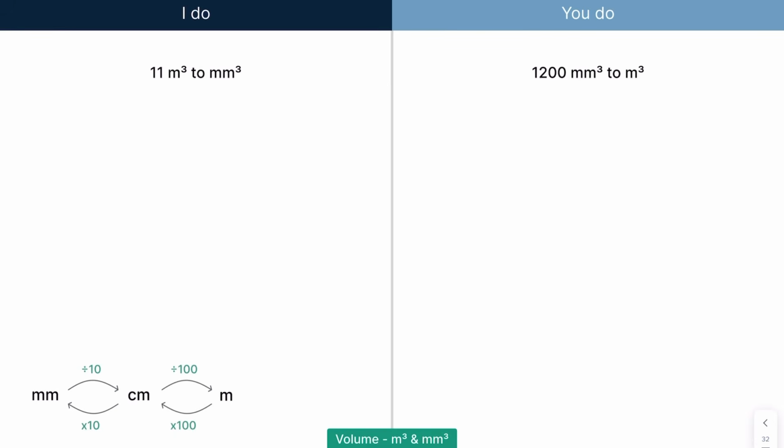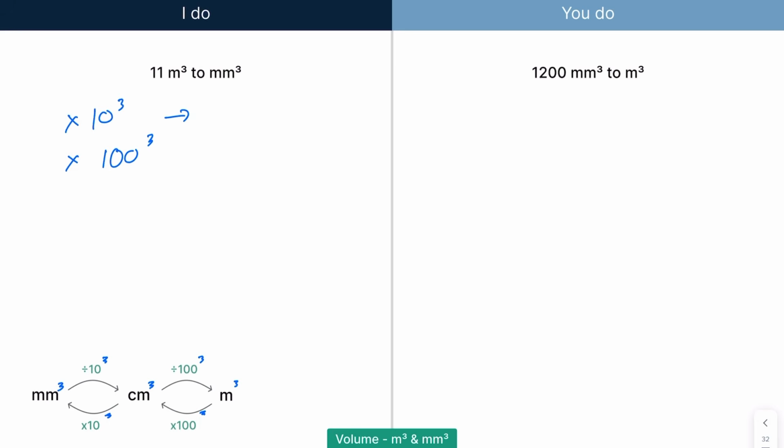So if we look at this first example, and if I put my cubes in, it's saying, how do you go from meters cubed to millimeters cubed? So we're going this way, so I'm timesing. So I am doing times 10 cubed times 100 cubed. Now that ends up with quite a few zeros, in fact.